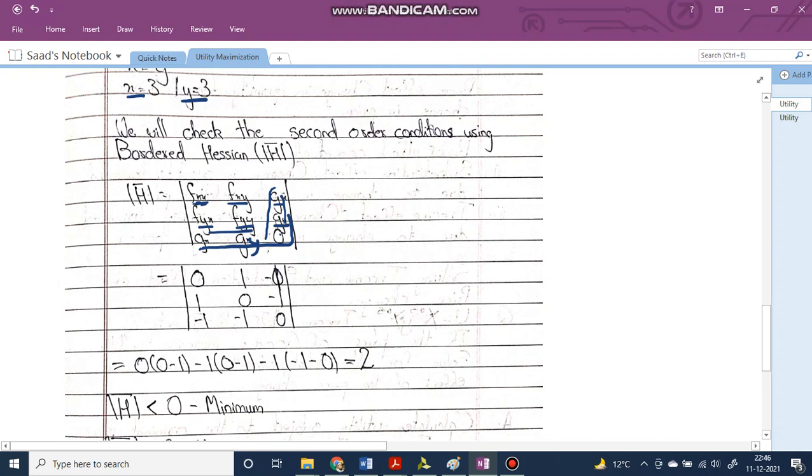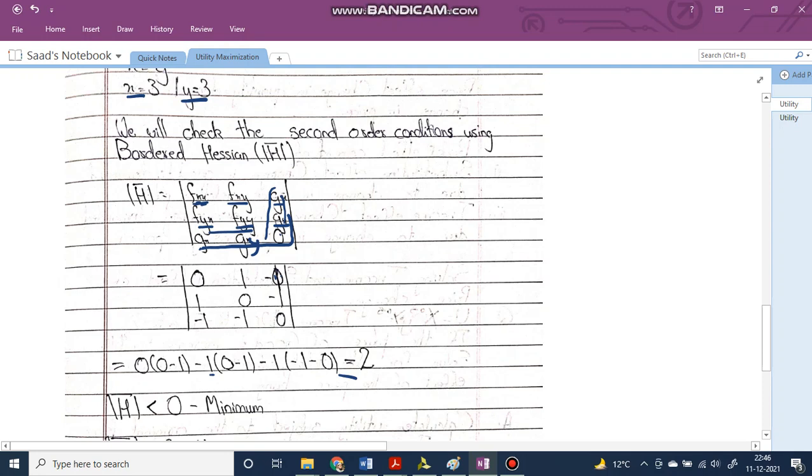Now substituting these values, we get the matrix 0, 1, minus 1; 1, 0, minus 1; minus 1, minus 1, 0. We will find the determinant of this matrix, which is 0 multiplied by (0 minus 1) minus 1 multiplied by (0 minus 1) minus 1 multiplied by (minus 1 minus 0). We got the value 2.